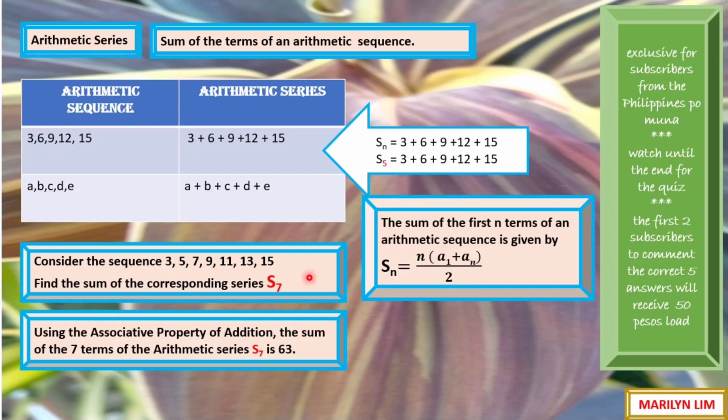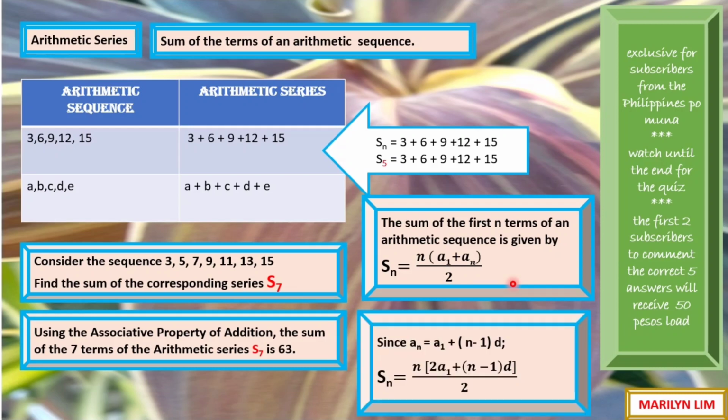And in addition, the sum of the first n terms of an arithmetic sequence is given by this formula. And furthermore, since a sub n equals a sub 1 plus n minus 1 times d, you can use either of these formulas. So this a sub 1 is just substituted in here, in a sub n. Okay, so I hope you understand.